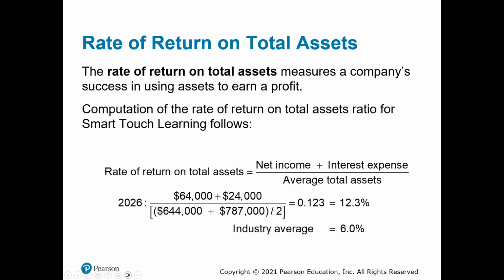After we run all of that math through, we come up with 12.3%, which, to look at it another way, means that for every dollar of assets we own, we find a way to convert it into pre-interest 12.3 cents of net income, which is double the industry average.